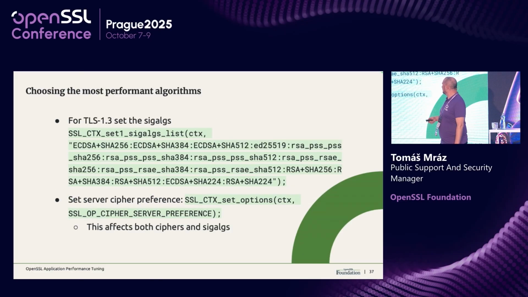But it's an example again. For TLS 1.3, I need to set the signature algorithm list. I can order it like this to prefer ECDSA over RSA. I actually took this huge string from Fedora crypto policies. And yeah, probably on the server you care more about server preferences. So you call this in the application to say that you prefer server preferences. And this affects both ciphers and signature algorithms.